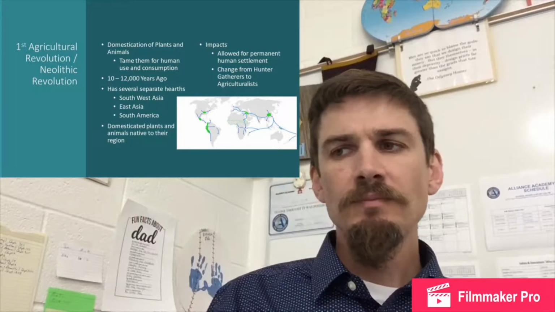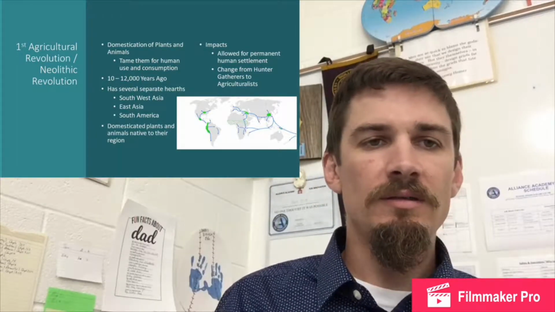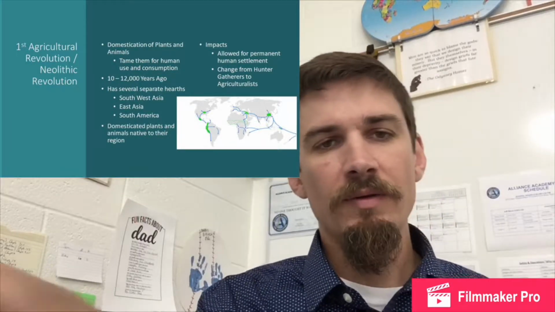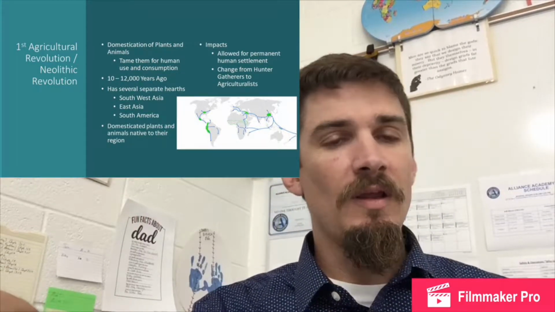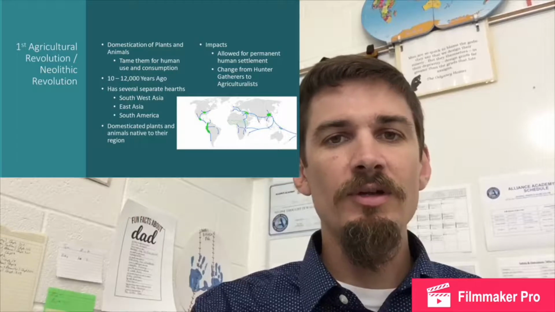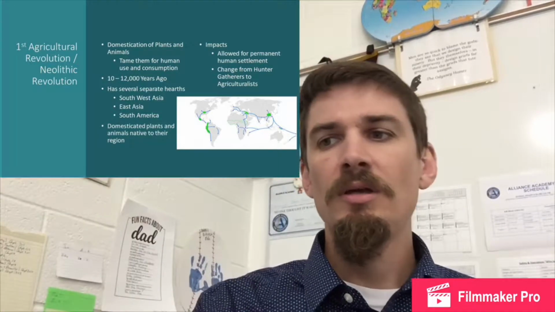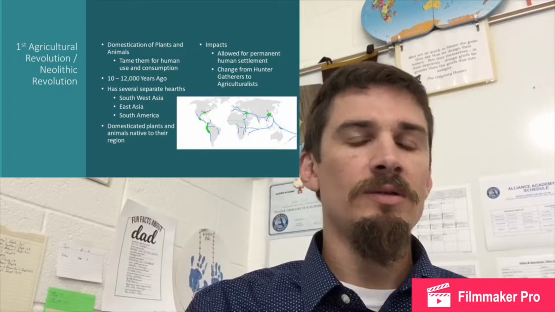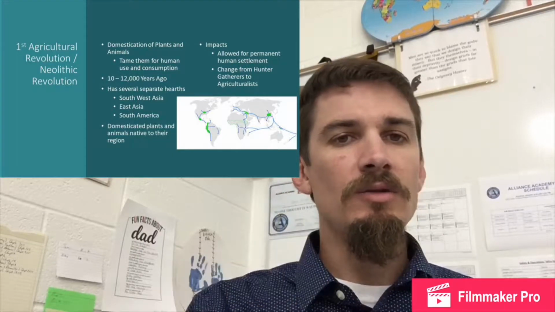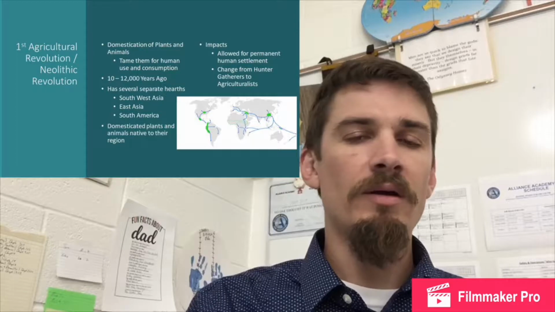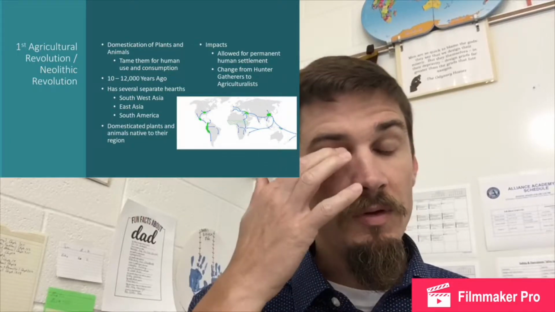So again, the significance, we'll go back. So you'll see there you have the several independent hearths. The important ones that you want to be familiar with are Southwest Asia. You also want to be familiar with East Asia, and then also South America. And again, you look at the map there and you see kind of the diffusion pattern and process from those hearths to the other places nearby.